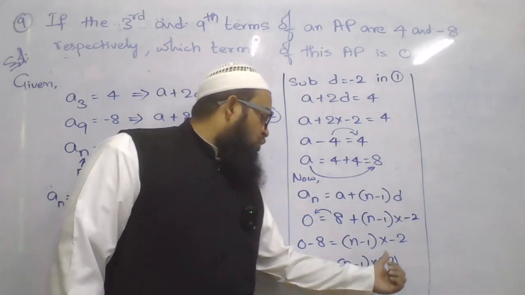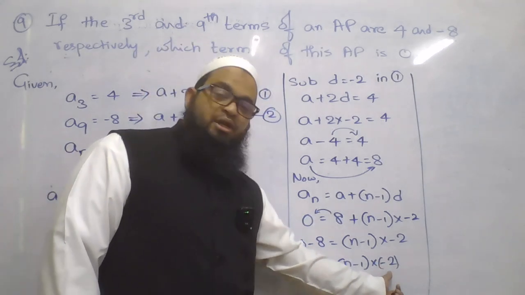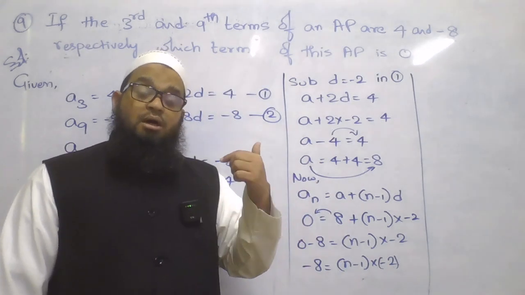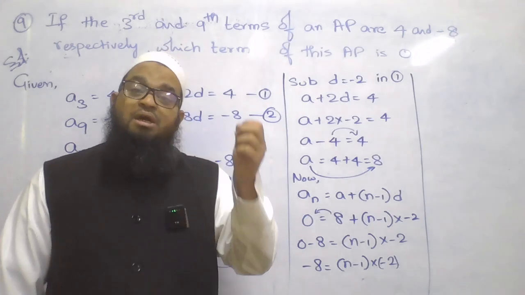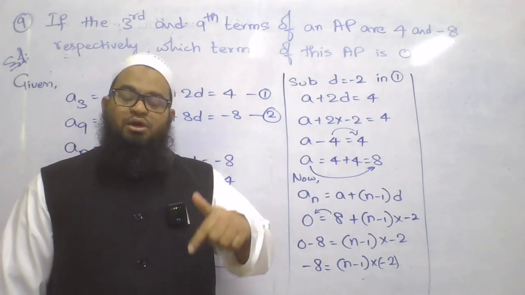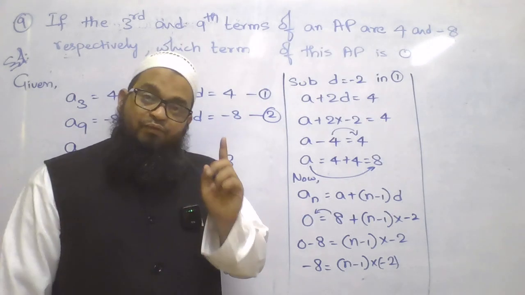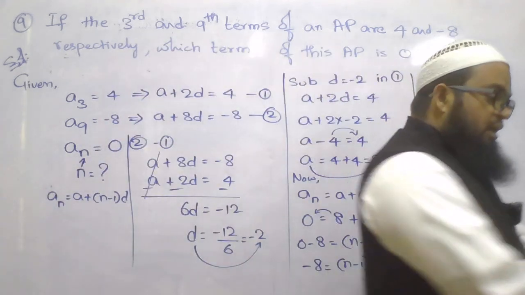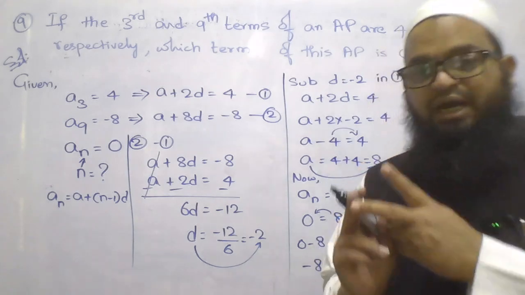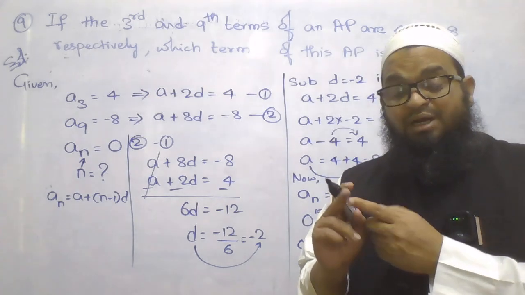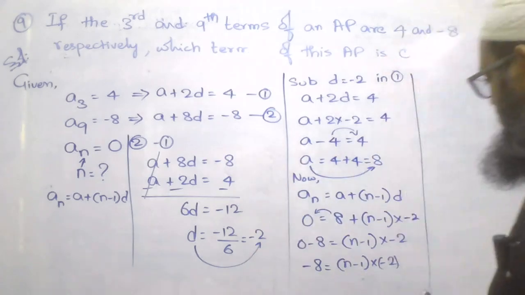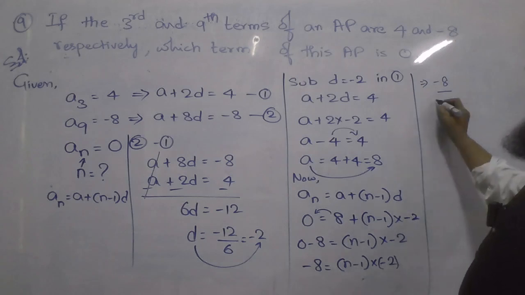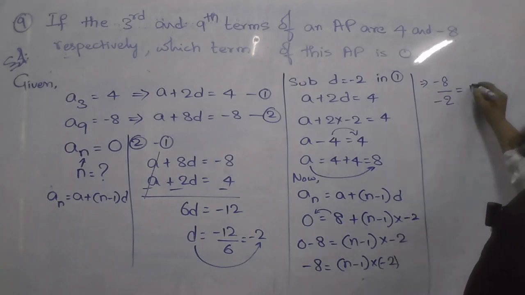No, what is the operation between this n minus 1 and minus 2? Multiplication. When you transpose multiplication, if it is in the numerator, it goes to the denominator, right? Without changing of sign. Understood? Sign changes only when you transpose addition, and when you transpose multiplication or division, the sign does not change. So that implies minus 8 divided by minus 2 equals n minus 1.